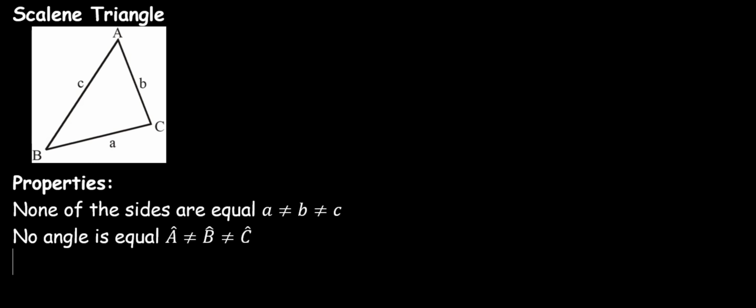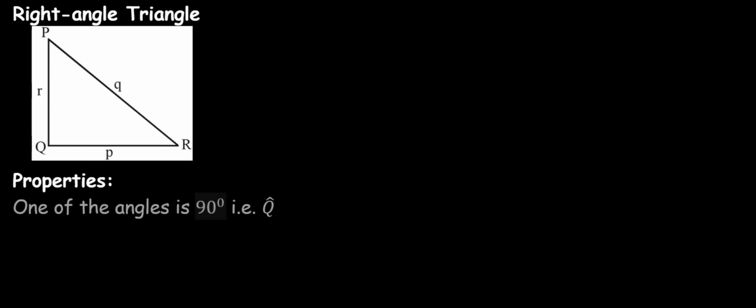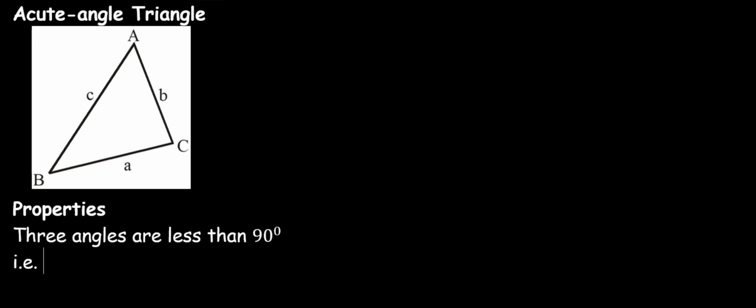Next, we have right angle triangle. Properties of a right angle triangle. One of the angles is 90 degrees. In this case, it is Q. Next, we have acute angle triangle. Properties of acute angle triangle. Three angles are less than 90 degrees. In this case, angle A is less than 90 degrees, angle B is less than 90 degrees, angle C is less than 90 degrees. Next, we have obtuse angle triangle. Properties of obtuse angle triangle. One of the angles, in this case theta, is greater than 90 degrees, but less than 180 degrees.